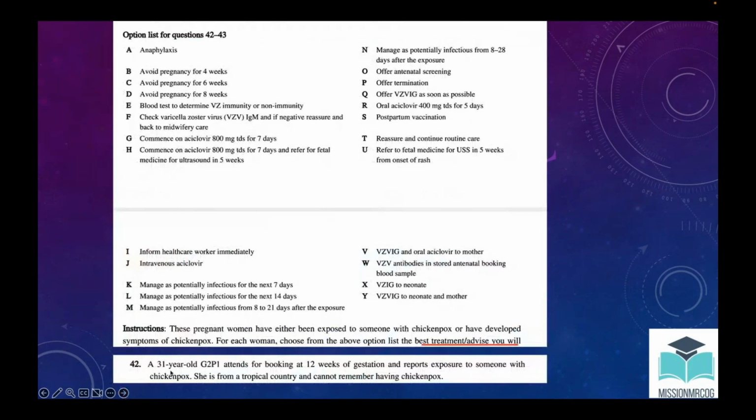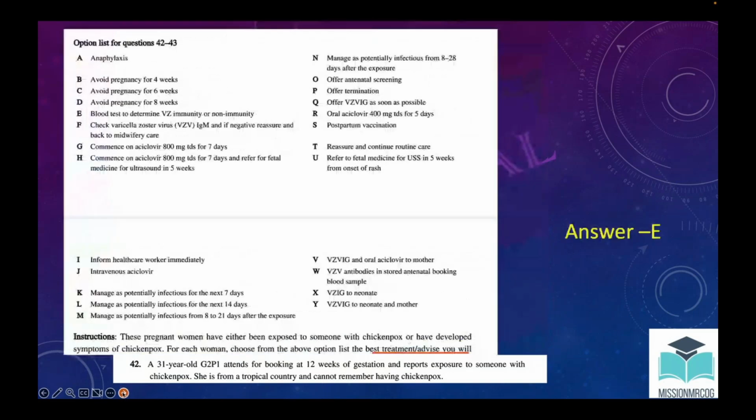A 31-year-old woman at 12 weeks of gestation was exposed to someone with chickenpox. She is from a tropical country and can't remember whether she had chickenpox or not. Very easy. What is the next step? Blood test. Good. You have to check the blood to determine immunity.